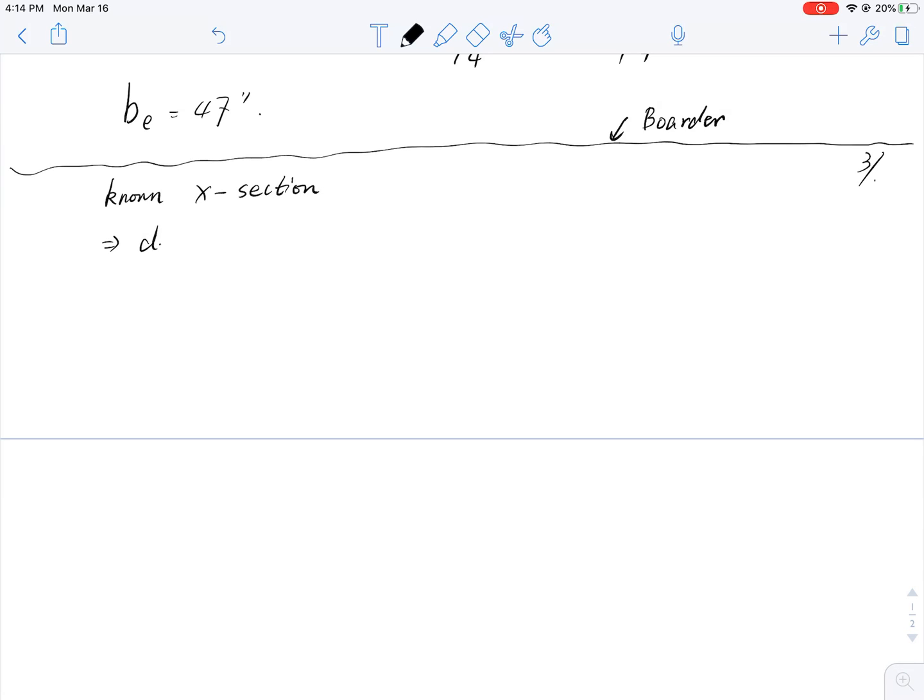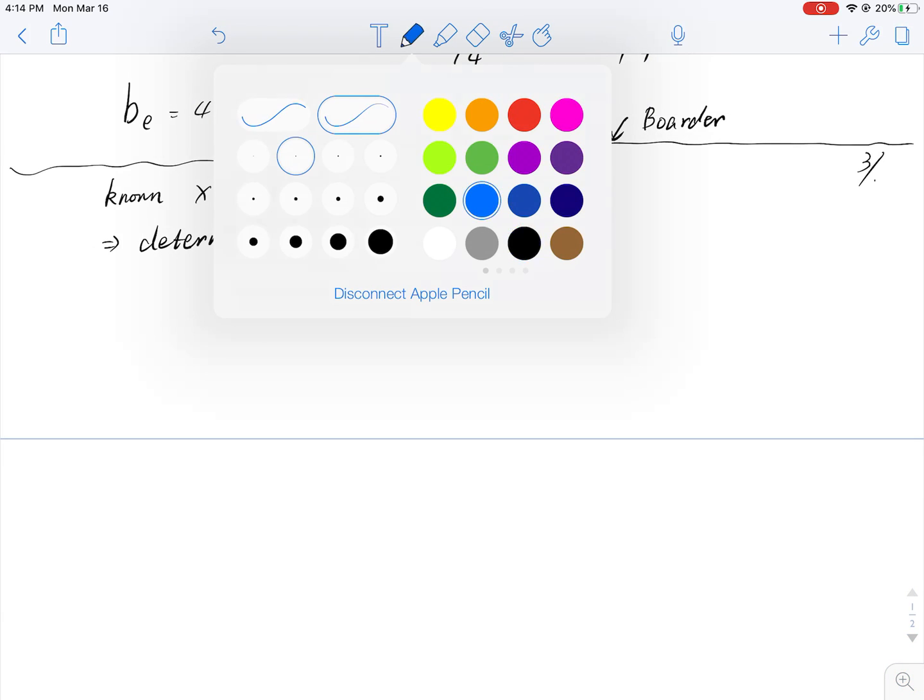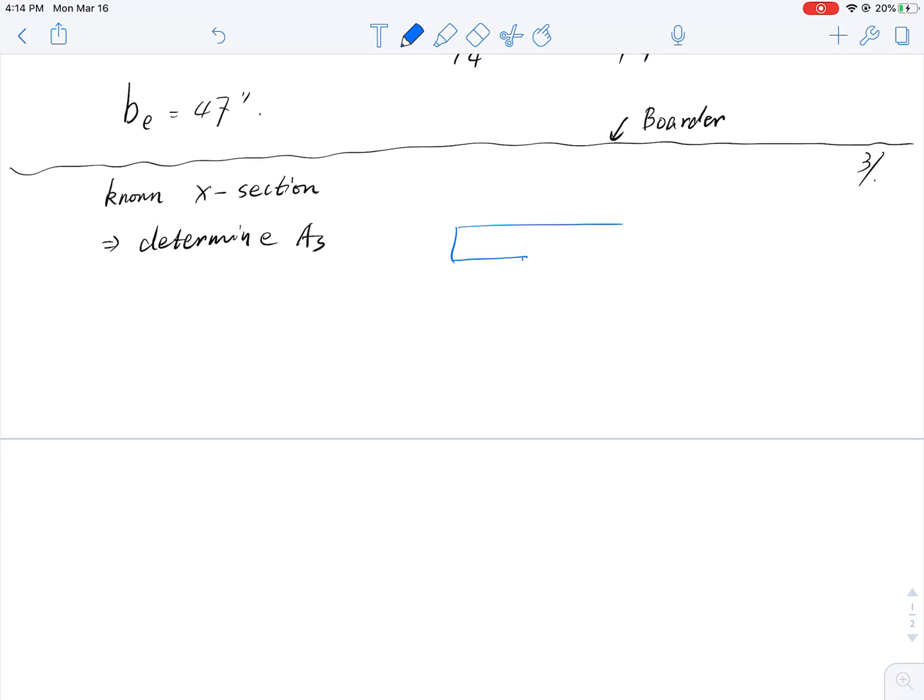Okay, and to determine AS. And to re-elaborate, don't forget, this is actually the section we're going to analyze. It has a flange thickness of 3 inches, a beam height of 20 inches, and the depth of the reinforcement is 20 inches as well. The flange width, B or BF, is actually 47 inches, and the width of the beam, BW here, is 11 inches.